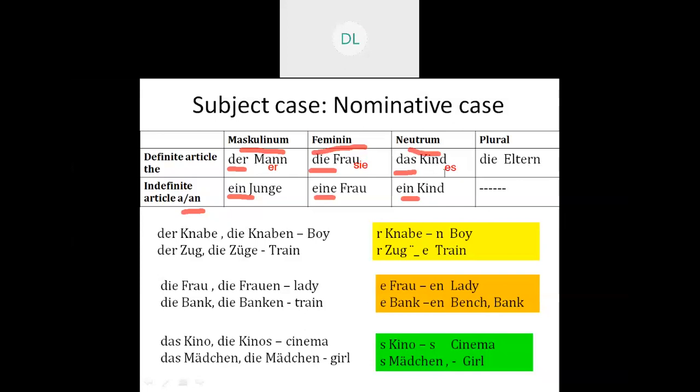But how it will be specified is always in the books or the dictionaries. So how will it be happening? I have listed a few examples for you. So let's check it out.